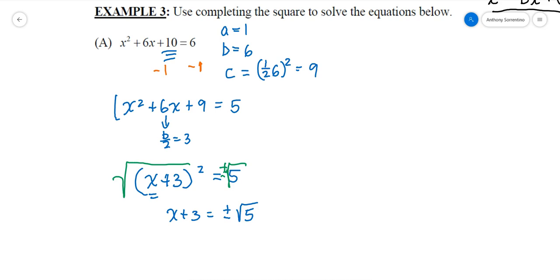X is not alone, though, so I have to go back and say, okay, what do I need to do now? Well, I need to subtract 3 from both sides.